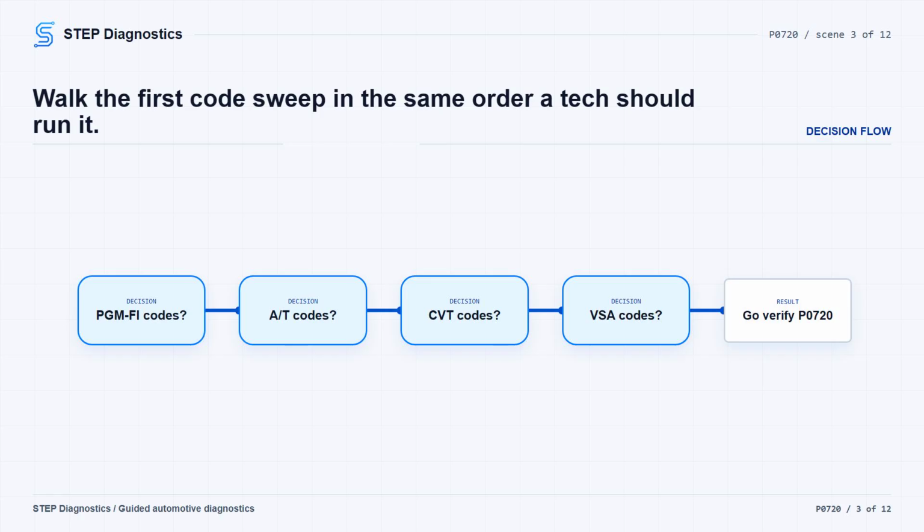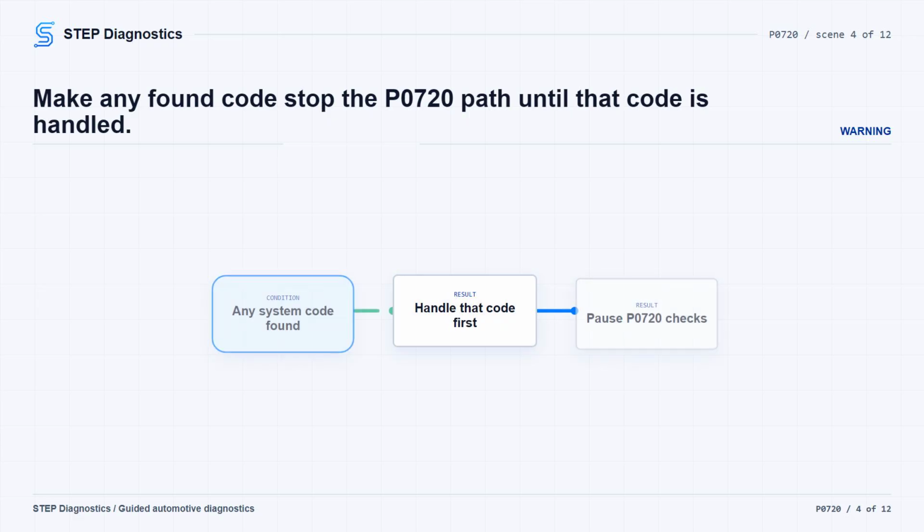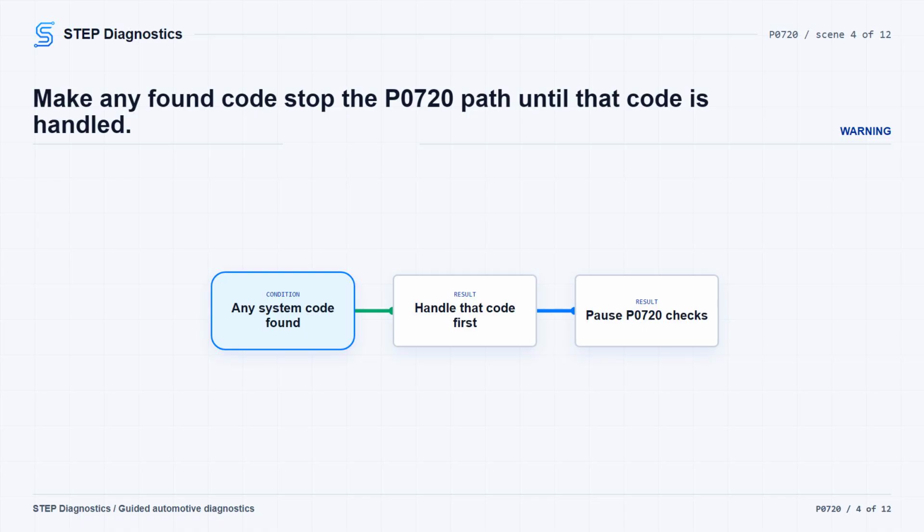If PGM-FI is clear, move to the A/T system and check it the same way. If the A/T system has codes, handle those first. If it is clear, check the CVT system for codes. Again, if codes are present, diagnose those before continuing. Then check the VSA system. If VSA has codes, deal with those first. If all of those checks are clear, continue with P0720 verification.